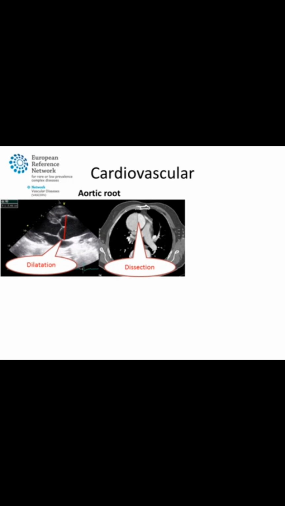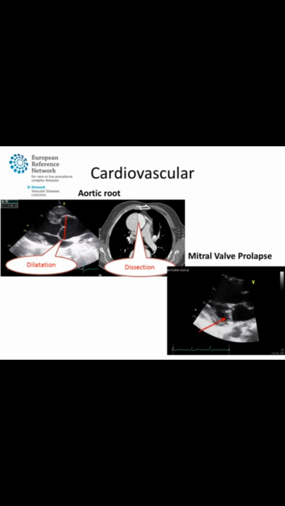Another typical cardiovascular manifestation of Marfan syndrome is mitral valve prolapse, where the valve between the left atrium and left ventricle is typically too thick and too mobile. Mitral valve prolapse may induce regurgitation of the valve and eventually lead to heart failure.